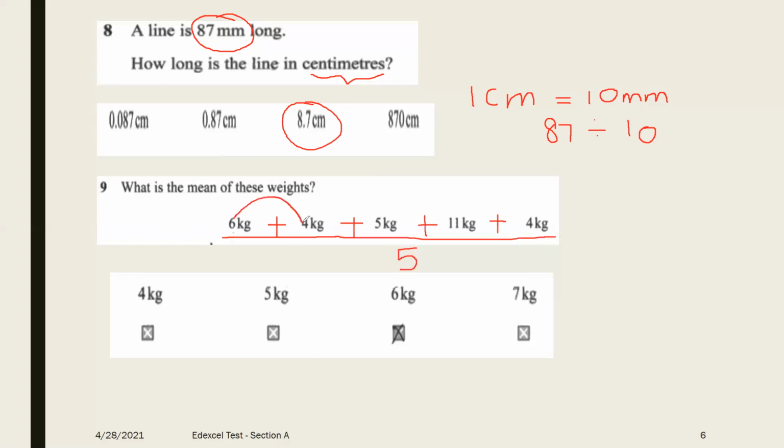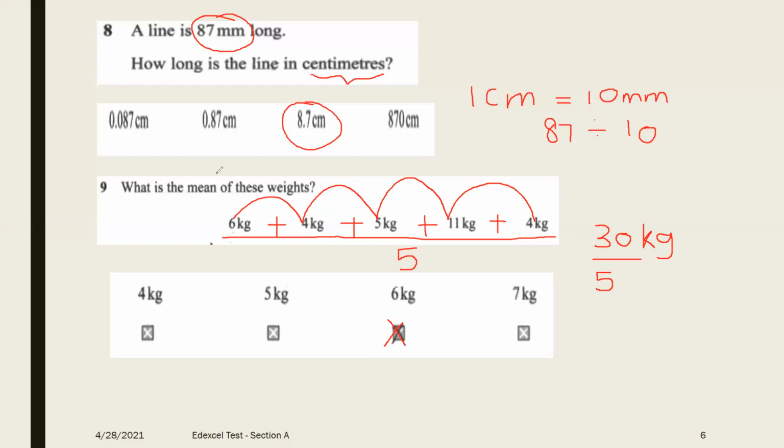6 plus 4, it's 10. 10 plus 5, it's 15. 15 plus 11, it's 26. 26 plus 4, it's 30, right? So I have 30 kilograms. So 30 kilograms, I have to divide it by 5. 30 divided by 5, it's 6, right? So that is how we find the mean. Then the third answer is the correct answer.